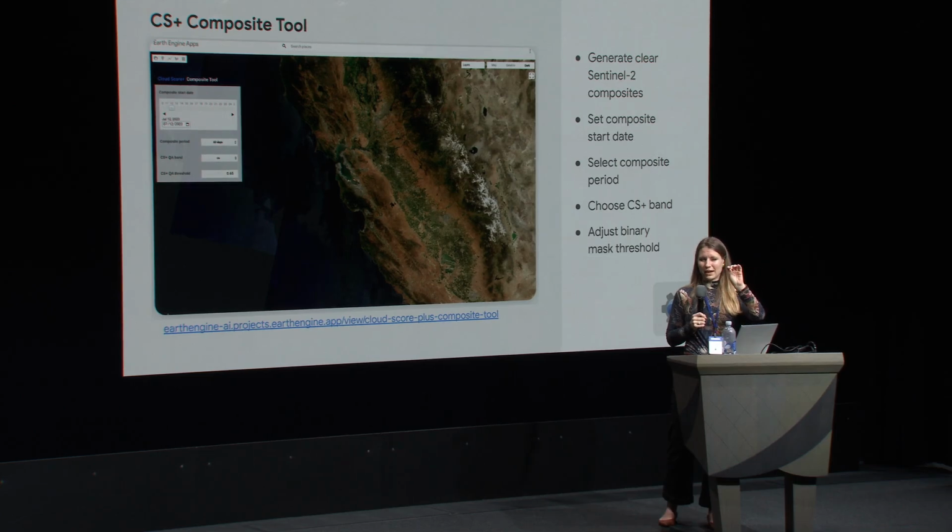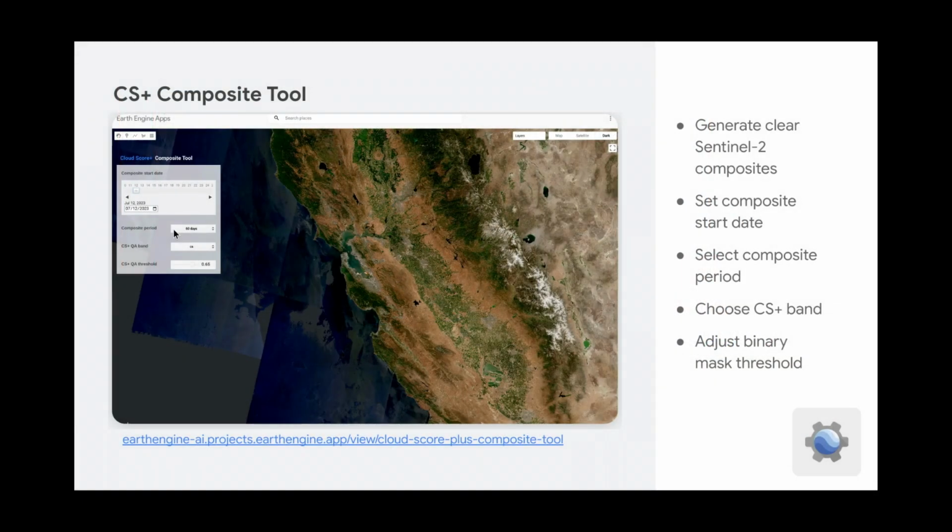This time, instead of setting which image we want to look at in that single date sense, we are getting the start of an image composite. So you use the slider to say, I want my composite to start on this specific date. And then we have the option to change the composite period. And so we can change it to, we've got a bunch of different options. There's 5-day, 30-day, 60-day, 90-day, 180, and 1 year.